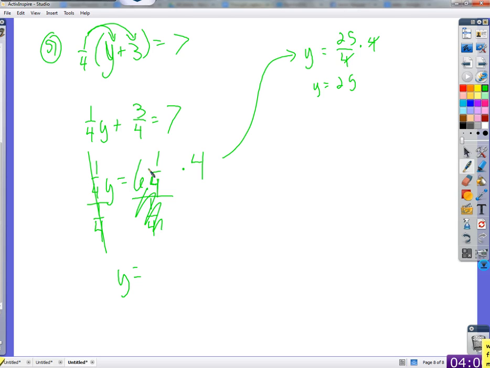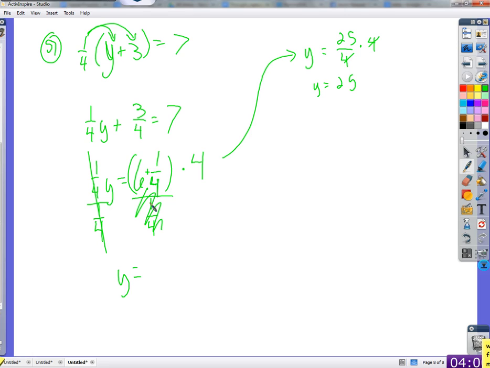6 1/4 is 6.25. What operation could I put between here? Multiplication? Division? 6 divided by 1/4? It's not the same number. Yeah, no. What is it? It's addition. You're adding a fourth to 6 wholes, right? Plus. So now this is 6 plus 1/4 times 4, so we could distribute.